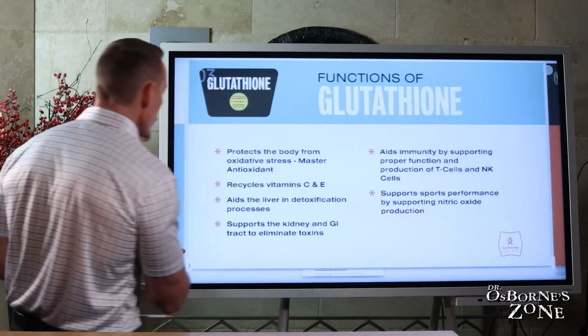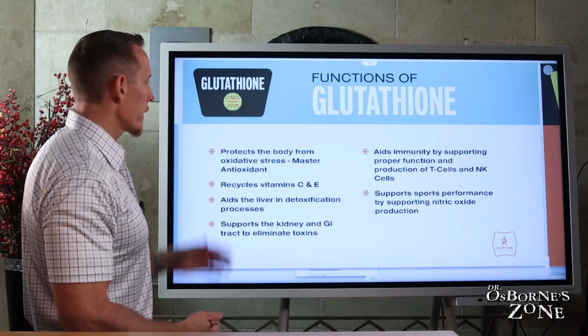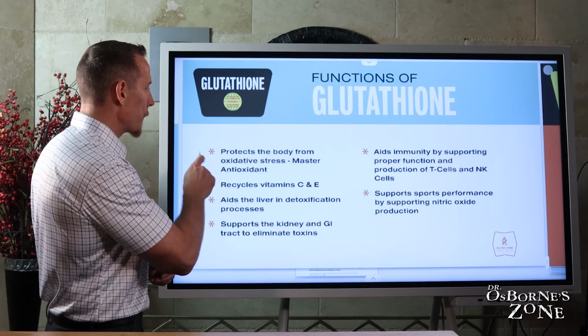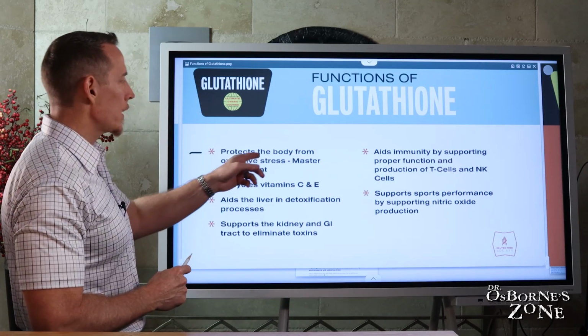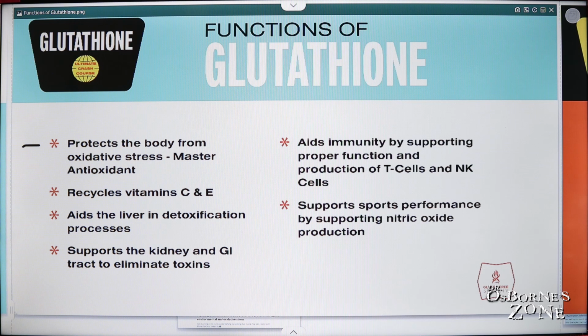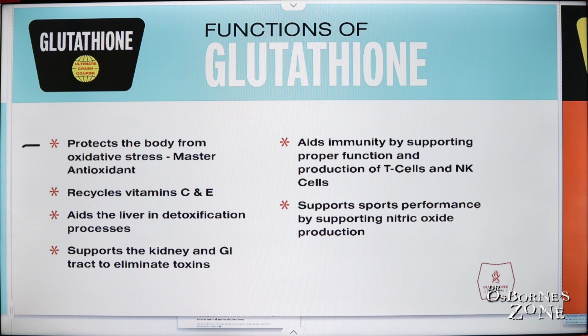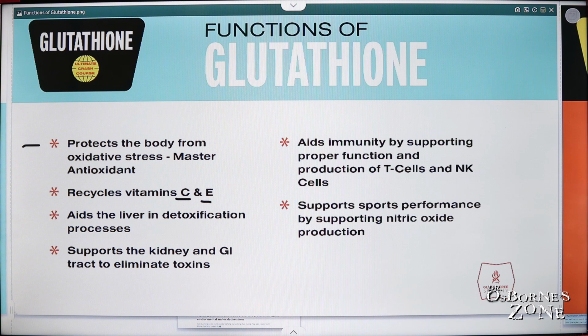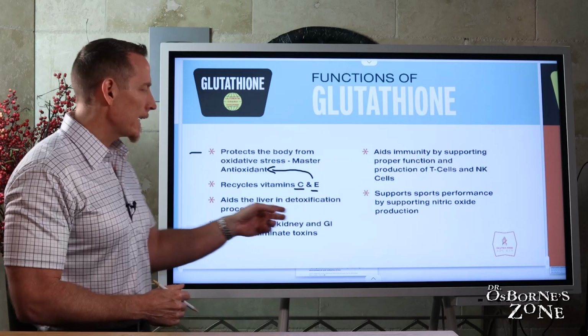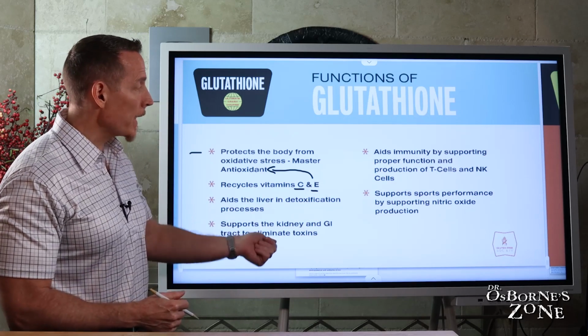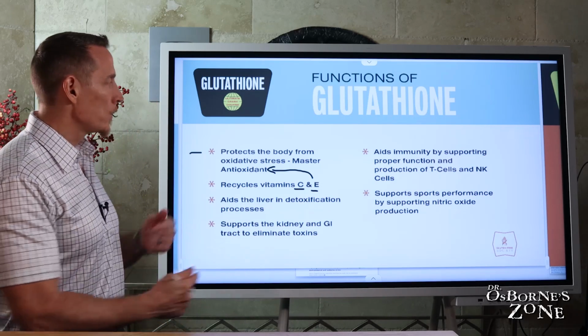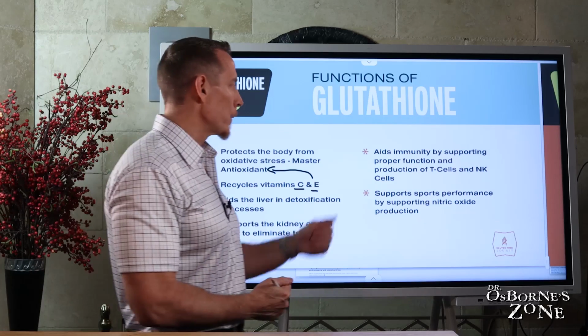If we look at some of the functions of glutathione, again being a little bit redundant here, it protects the body from oxidative stress as a master antioxidant. It also helps to recycle vitamins. It helps recycle vitamin C and vitamin E. These are also antioxidants. It aids the liver in its capacity to detoxify. It also supports the kidney and the GI tract's ability to eliminate toxins. So again, toxin removal is a very important job here.